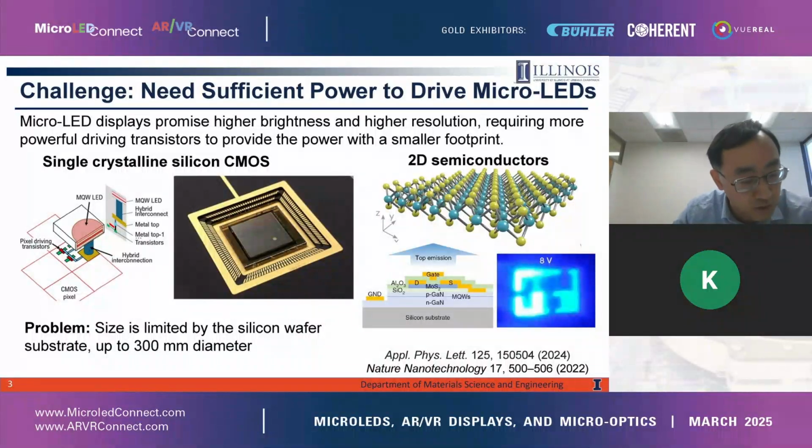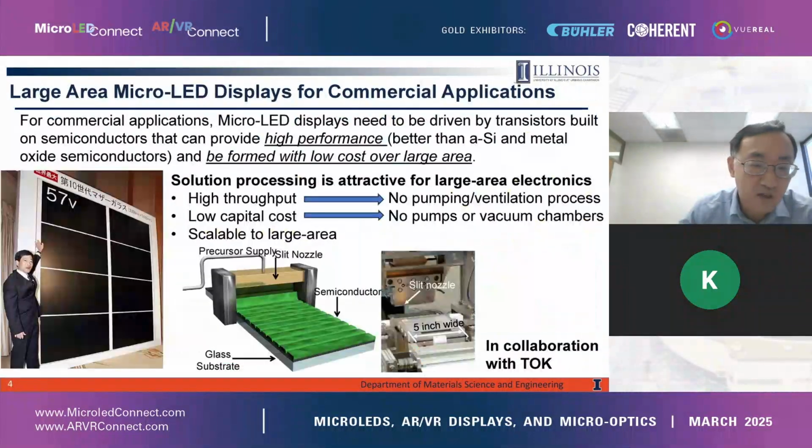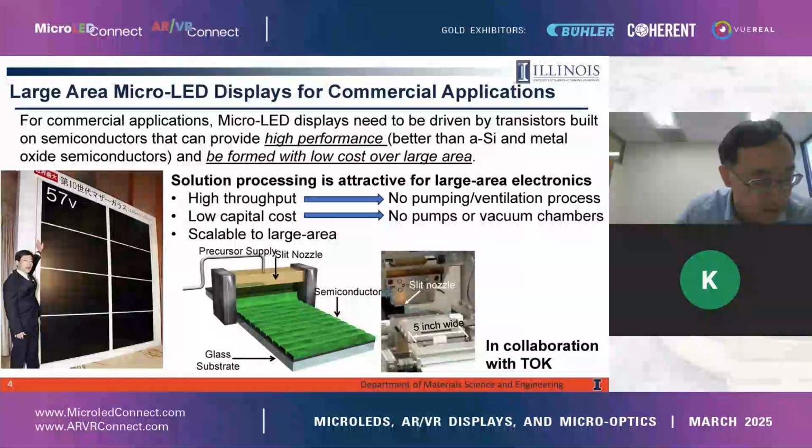Advanced materials like 2D materials have also been utilized, but in both cases, the achievable size is greatly limited by the size of the silicon wafer we have as our starting substrate, which is up to 300 millimeters in diameter. On the other hand, for commercial applications, those micro LED displays need to be driven by transistors built on a semiconductor that can not only offer high performance, but also can be formed at low cost over large area, especially if we want to be competitive against those very large size LCD displays.